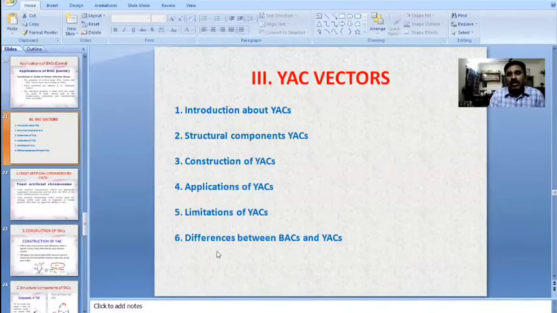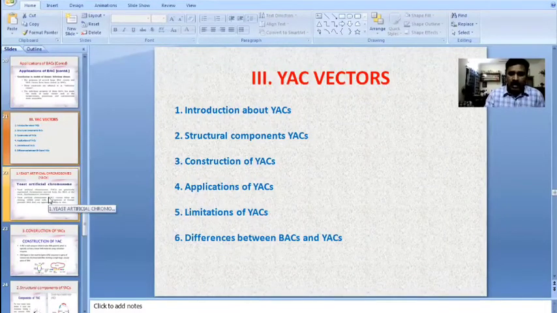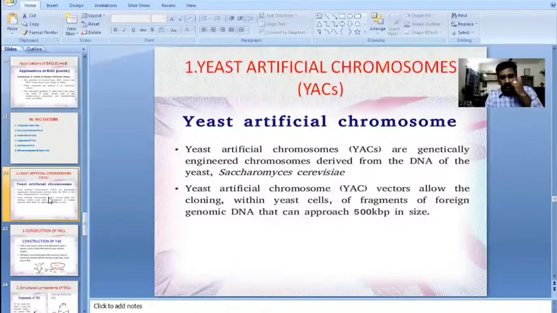Now the last one, the third cloning vector, which I am going to explain briefly, is YAC vectors. These are the headings which you have to remember. First, we will see the introduction about YACs, structural components, construction of YACs, applications of YACs, limitations of YACs, that is disadvantages, and in the last we will see the differences between BACs and YACs. Okay, so let us see one by one.